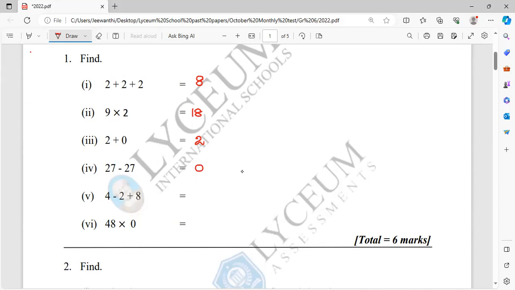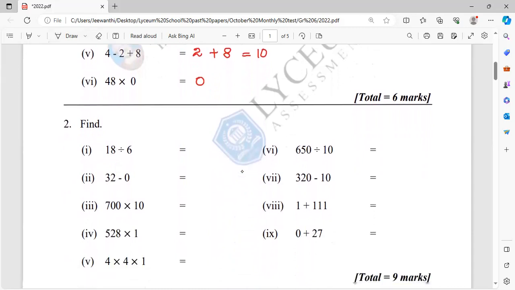For the next one, if you can't do it at once, you can do it in steps. First you do the subtraction. 4 take away 2, the answer is 2. And to that 2, you add 8 and the answer will be 10. The next one, 48 multiplied by 0. You know any number you multiply by 0, the answer will be 0, right? So that is question number one. I hope you don't have any doubts. These are very simple questions and we will move to question number two.